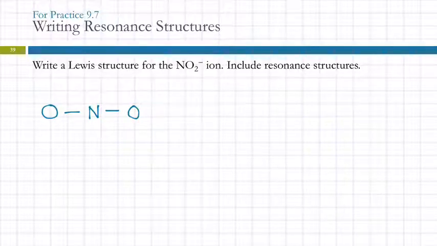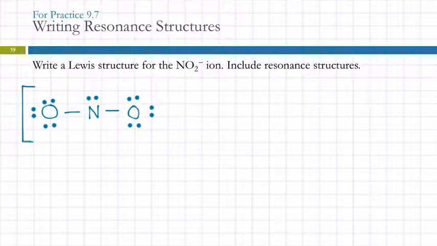Then we have to look at the number of valence electrons. The oxygen has 6, and the other oxygen has 6. We're up to 12. Nitrogen has 5, so that gives us 17. And then we have a negative charge, which means there's an extra electron. So we've got 18 electrons. So 2, 4, 6, 8, 10, 12, 14, 16, 18. And we're going to need brackets and a negative sign.